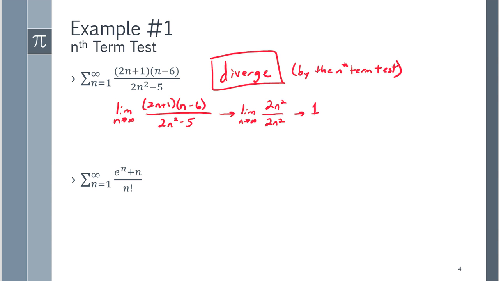So I don't even need to worry about trying any other test because it doesn't converge. I know that for certain.